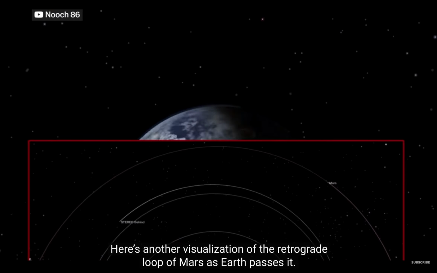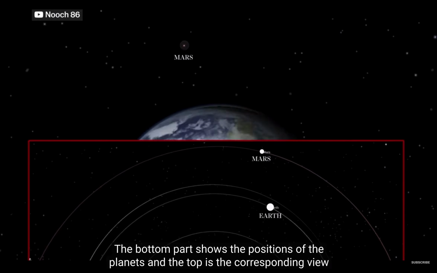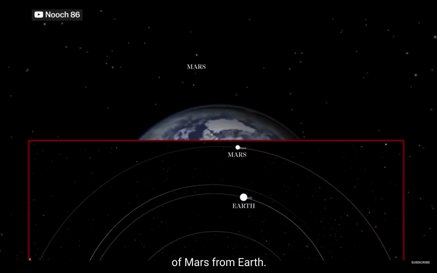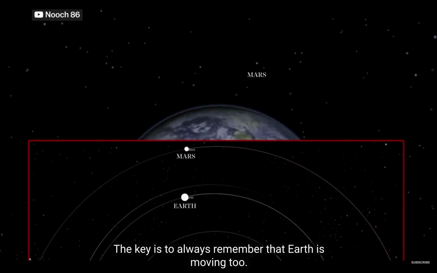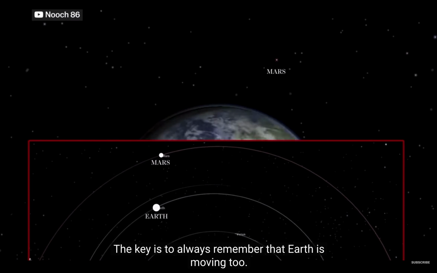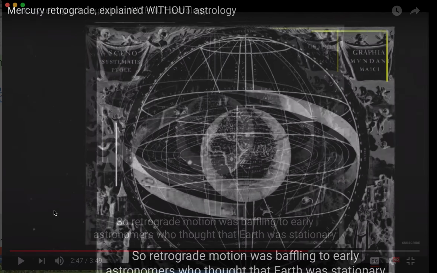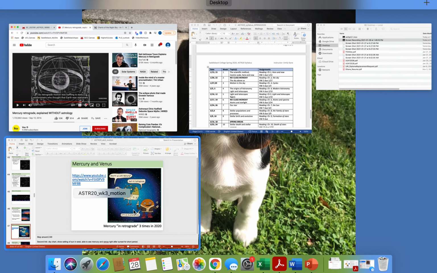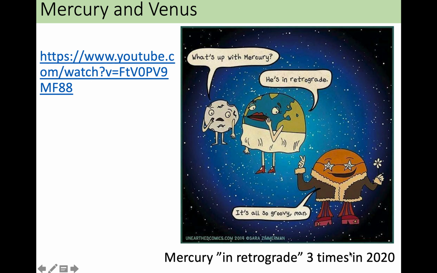Here's another visualization of the retrograde loop of Mars as Earth passes it. The bottom part shows the positions of the planets, and the top is the corresponding view of Mars from Earth. The key is to always remember that Earth is moving too. So retrograde motion was baffling to early astronomers. That retrograde motion is due to the fact that our orbits are different.